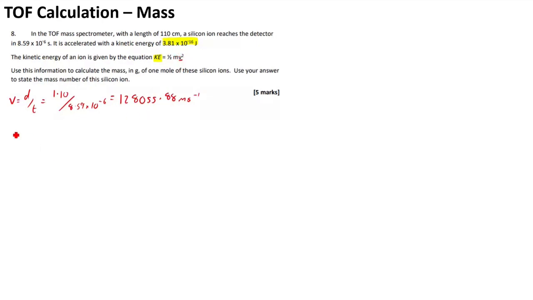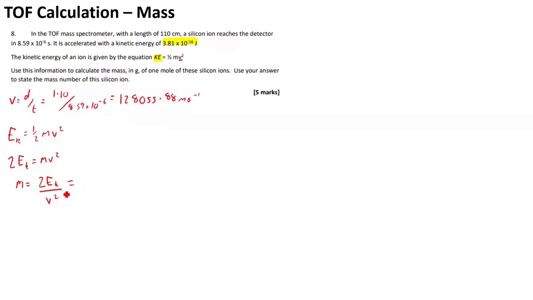Now I can use the kinetic energy equation. And the only thing we don't know this time is mass. So we're going to have to rearrange it to work out mass. So we've got half mv squared. I'm going to times both sides by 2. So I've got 2 kinetic energies equals mv squared. I've got velocity, I want to work out mass, so I'm going to divide both sides now by v squared. So mass equals 2 kinetic energies divided by v squared.